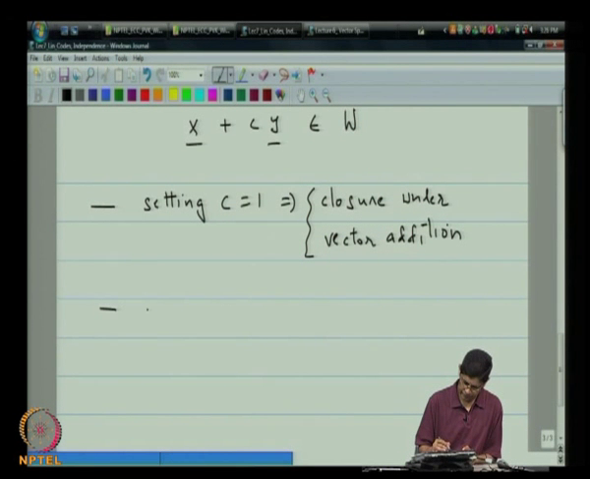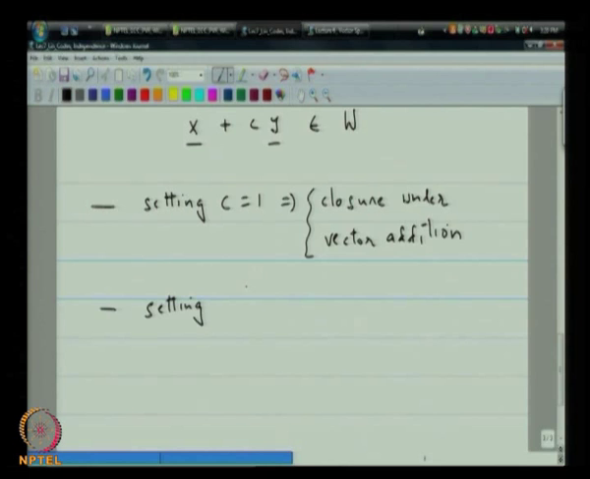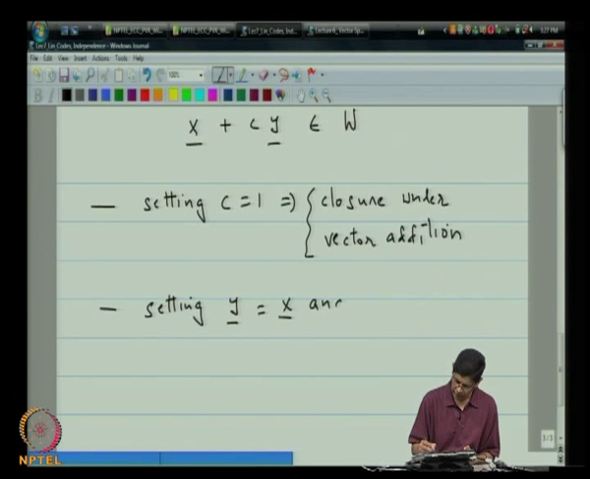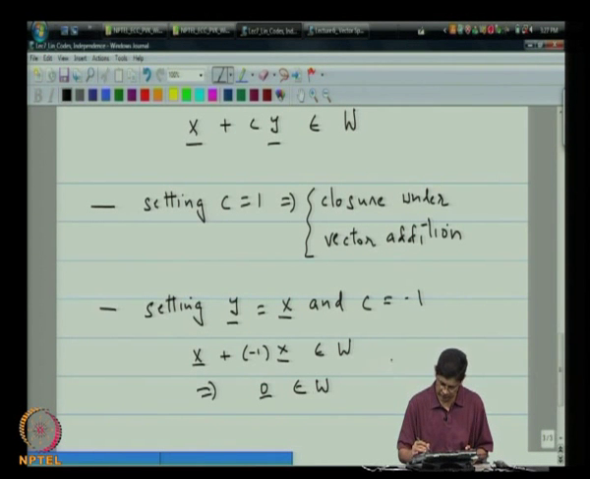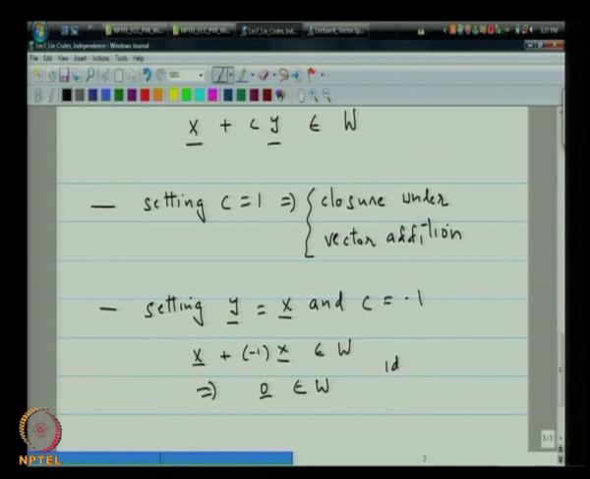Then next, setting y equal to x and C equal to minus 1 ensures that x plus minus 1 times x belongs to W, which is to say that 0 belongs to W. So, that ensures that the identity element belongs. Let me just highlight these in blue. So, you have closure, and here you verified presence of the identity element.